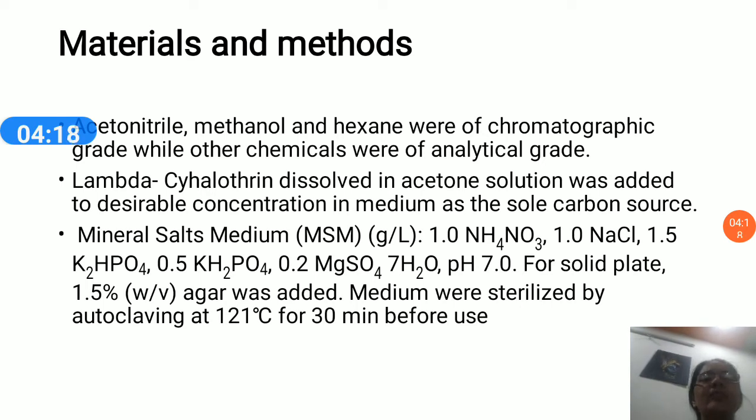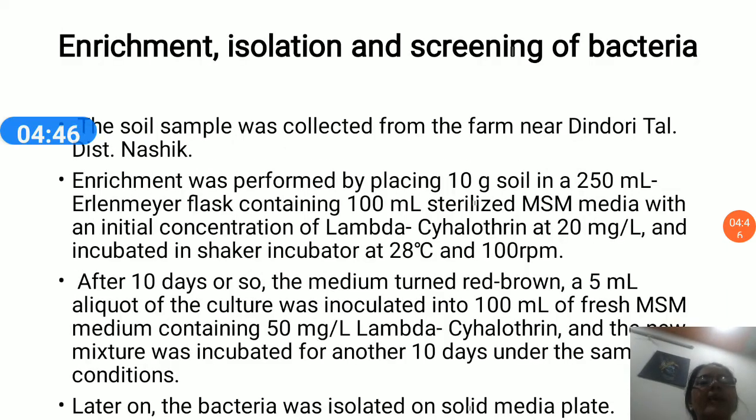The materials which I have used are all of analytical grade. Lambda cyhalothrin is popularly known by the trade name karate pesticide. It is dissolved in acetone solution and added to the desirable concentration. Various concentrations I have used in the medium as a sole source of carbon. Then MSM medium, that is mineral salts medium, is used. It was prepared and then sterilized by autoclaving. Enrichment, isolation and screening of bacteria was done.